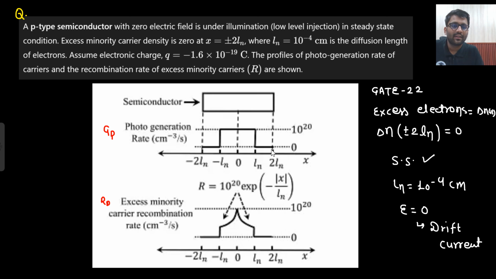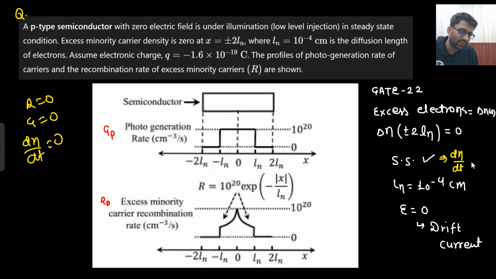Between ln to 2ln, do you really think that I need to apply any continuity equation? Between ln to 2ln, what is happening? Recombination rate is 0, generation rate is 0, and already this thing is 0. Why so? Because steady state is given. If steady state is given, then this thing is already 0, no?